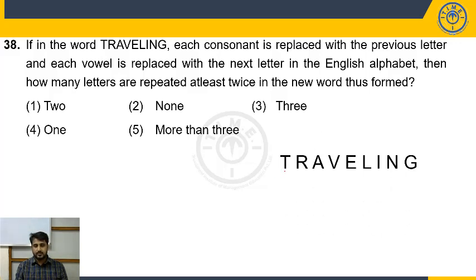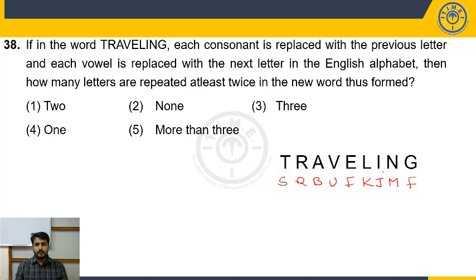So T is a consonant, so the previous letter is S. R is a consonant, the previous letter is Q. V is a consonant, the previous letter is U. L is a consonant, the previous letter is K. N is a consonant, the previous letter is M. G is a consonant, the previous letter is F. Now, vowels are replaced with the next letter. A, next letter B; E, next letter F; I, next letter J.